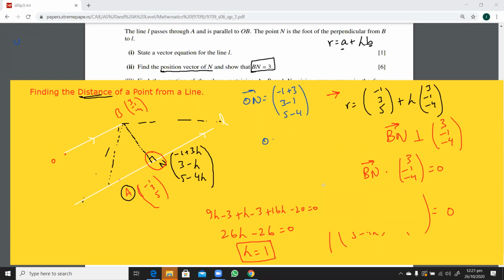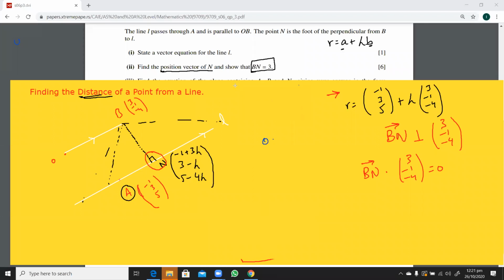Let us find this BN first. Oh, I made a mistake here. Keep an eye on my working, okay? This is ON. So we should have BN with us before we find this, okay? This happens, you see. BN is going to be ON minus OB.